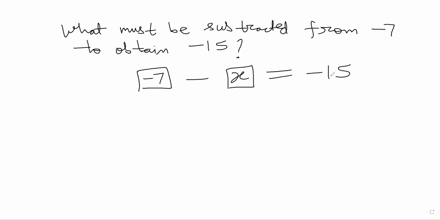To obtain, if you are subtracting 2 from 5, you obtain 3. Means 5 minus 2 will be resulting in 3. So this is the statement. Now try it. Okay, sir.